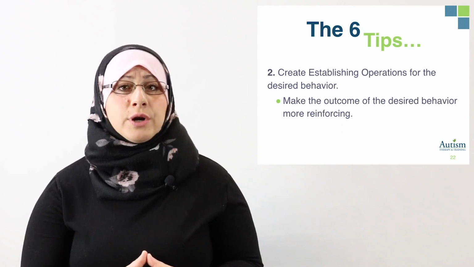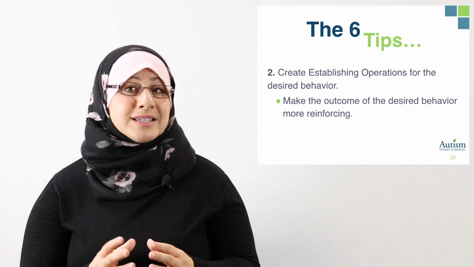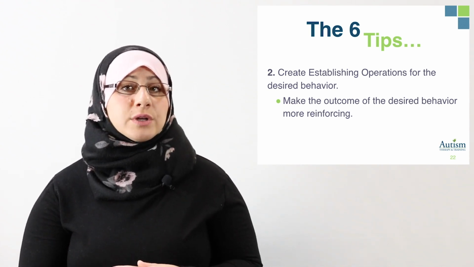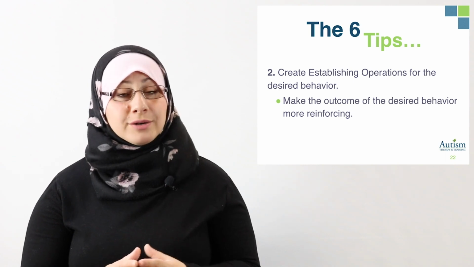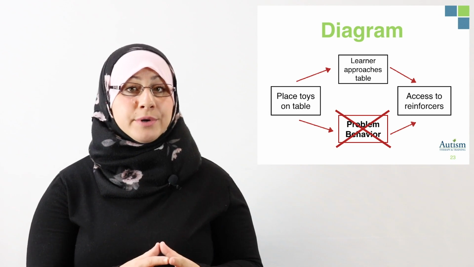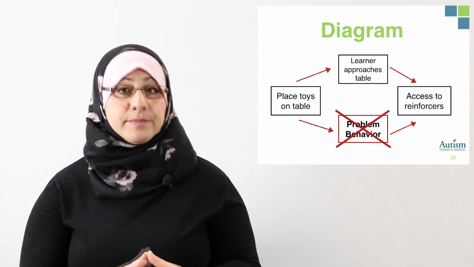So one of the next important elements of antecedent manipulation strategies is to create establishing operations for the desired behavior. Make the outcome of the desired behavior more reinforcing. By placing the most reinforcing toys on the table, the learner is more likely to engage in the desired behavior.